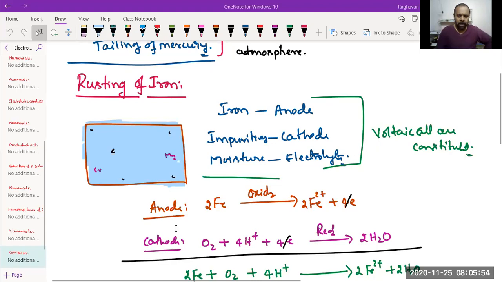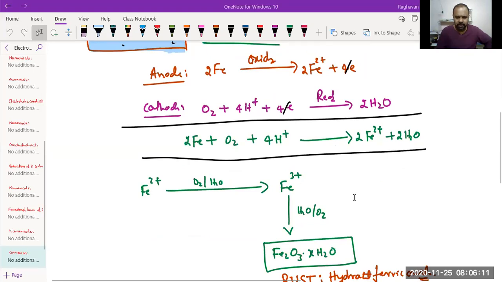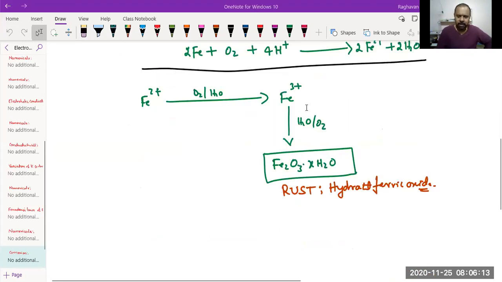So at the anode, iron undergoes oxidation, losing electrons. Those electrons will be gained by oxygen in presence of H+ there. It reduces to water, and then the Fe2+ thus obtained will further undergo oxidation to Fe3+, and then Fe3+ combines with oxygen and water to form finally hydrated ferric oxide. The hydrated ferric oxide thus formed is nothing but rust.